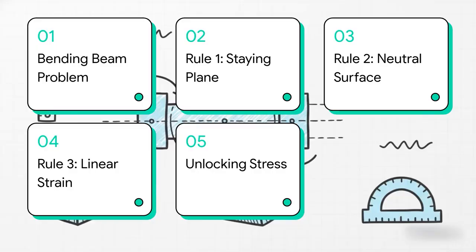And here is our roadmap for how they do it. First up, the bending beam problem. Then we'll go through our three core kinematic assumptions: staying plane, the neutral surface, and linear strain. And finally, we'll use all of that to unlock the calculation for bending stress.